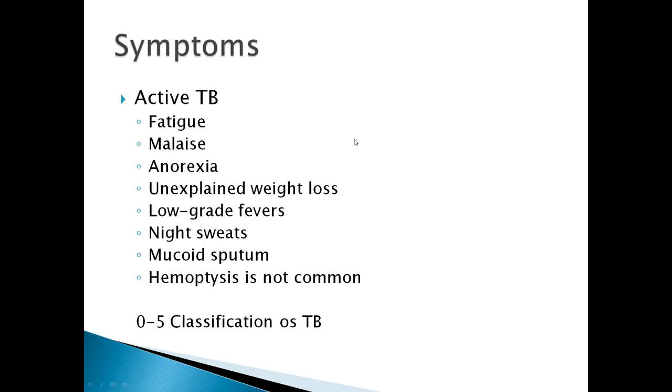So symptoms of active TB. Active TB, you're tired, you have malaise, don't want to do anything, anorexic, you're going to lose weight, low-grade fevers, night sweats, you would be coughing up mucoid-filled sputum, and there's a misnomer that if you have active TB, you would cough up blood. That is not for every patient, and it's usually in very, very late stages when you're dying from TB. So that's not a run-of-the-mill symptom for most active TB patients. TB is classified 0 to 5. So in your book, it'll talk about what each stage means, 0 to 5.